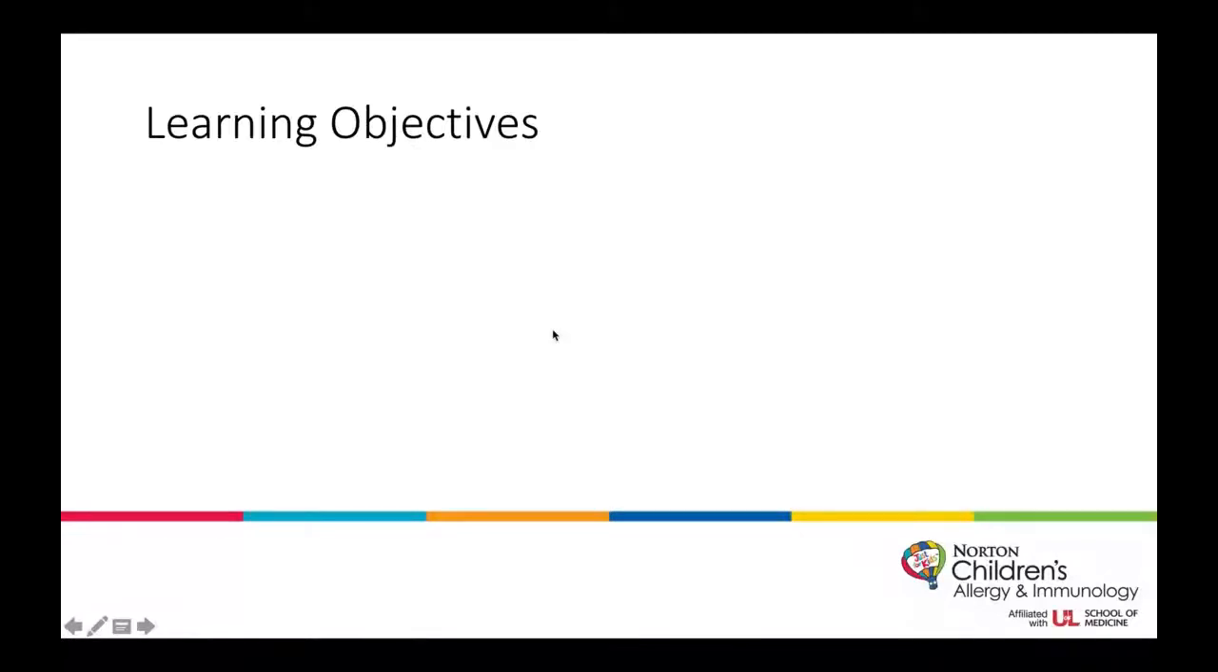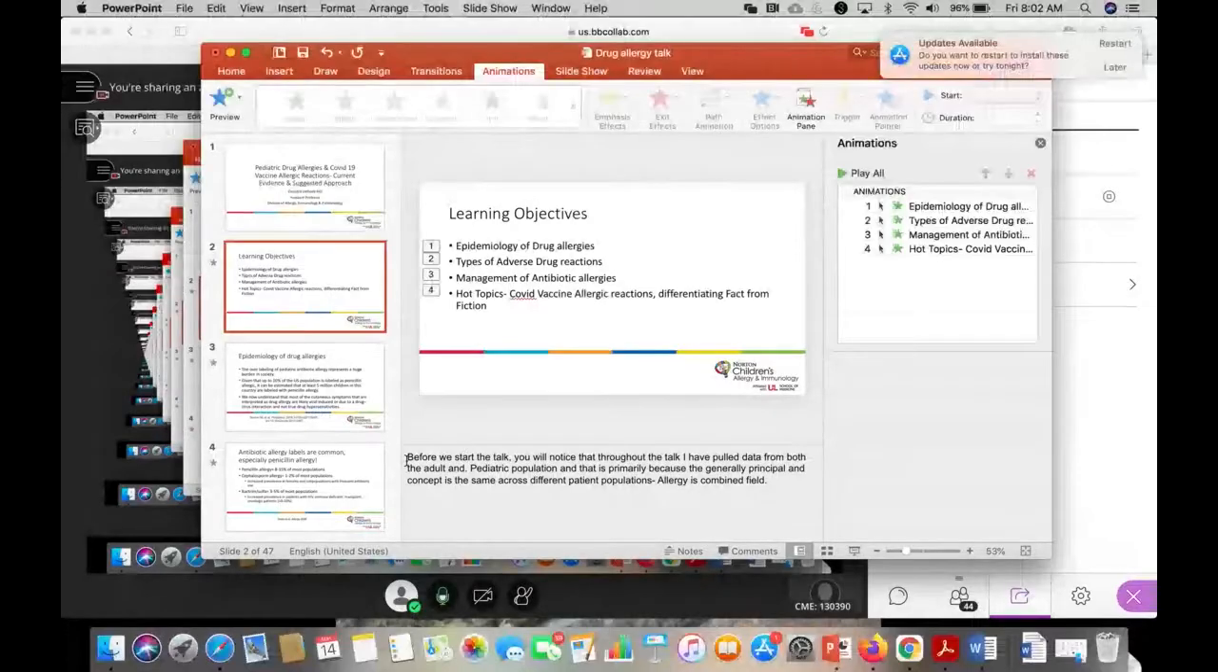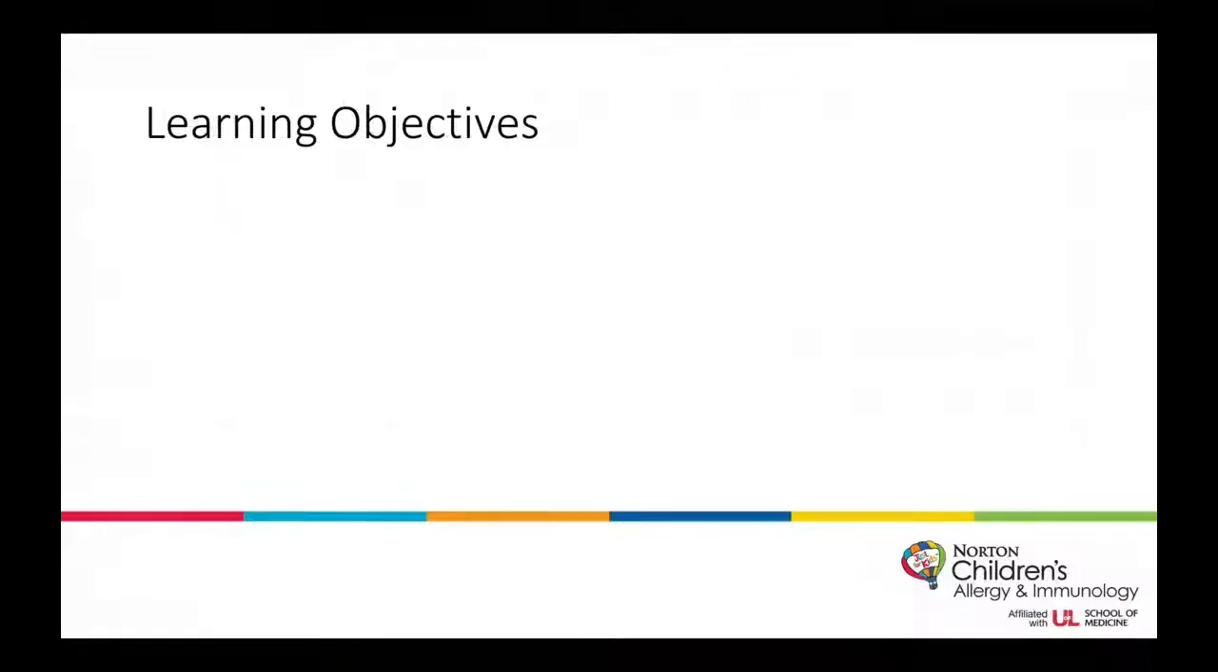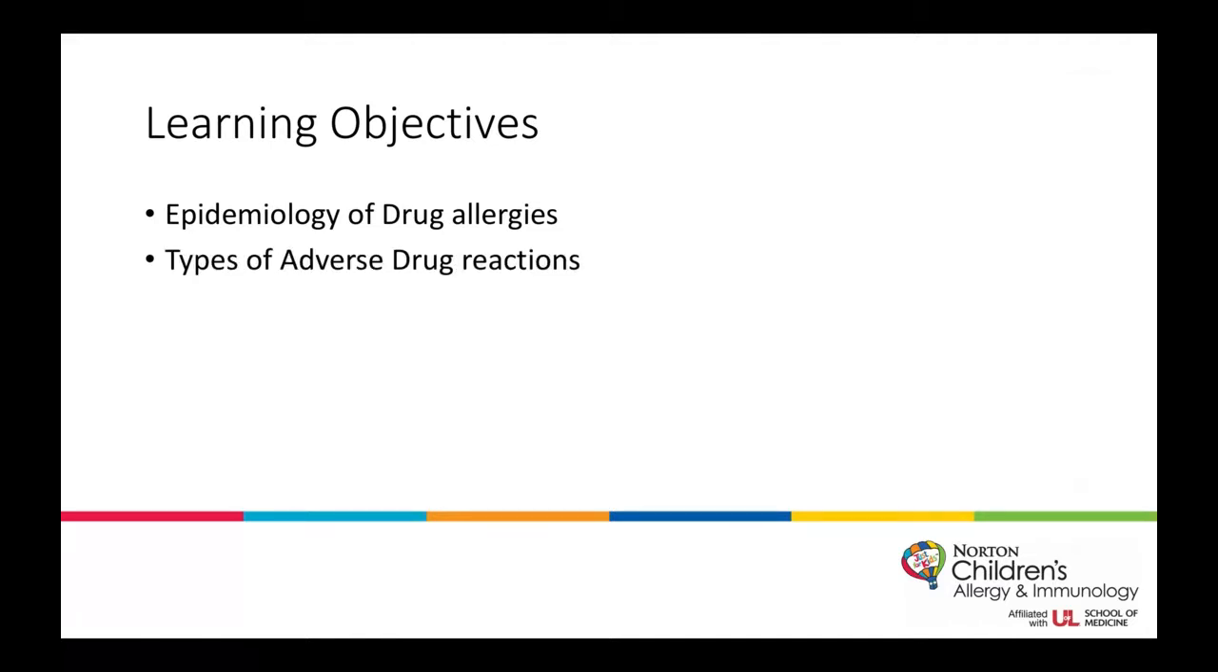Going to begin with the learning objectives for this talk. I'm going to talk about first the epidemiology of drug allergies. Hopefully you all can hear me. So I'm going to talk about the epidemiology of drug allergies and the public health burden of the same. We're going to talk about the types of adverse drug reactions. We're going to go over some newer definitions that came out in the last 5 years or so.